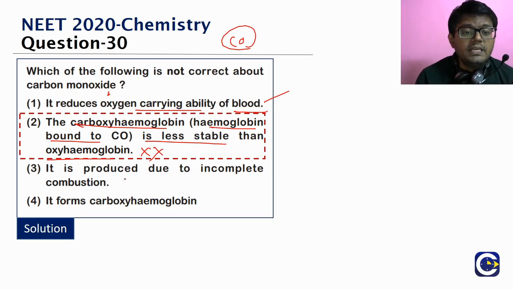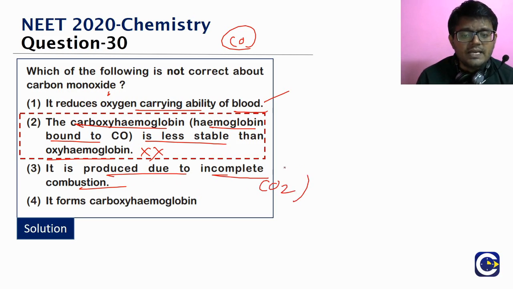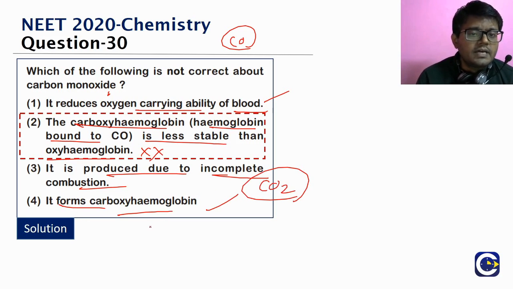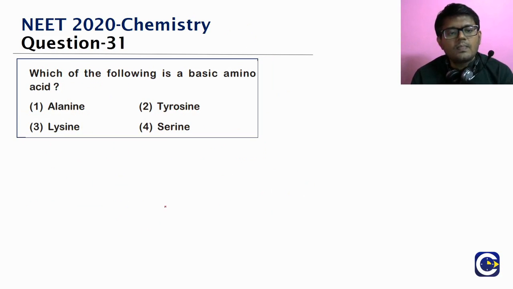What about 3? It is produced due to incomplete combustion. Yes. If you have complete combustion, what will we get? Carbon dioxide we will get, right? More oxidized form. It forms carboxyhemoglobin. This is also correct. So what is the incorrect one? Option 2 is the incorrect.